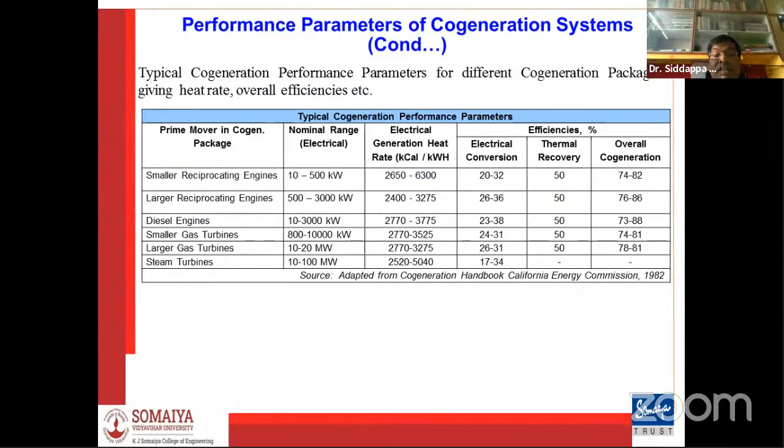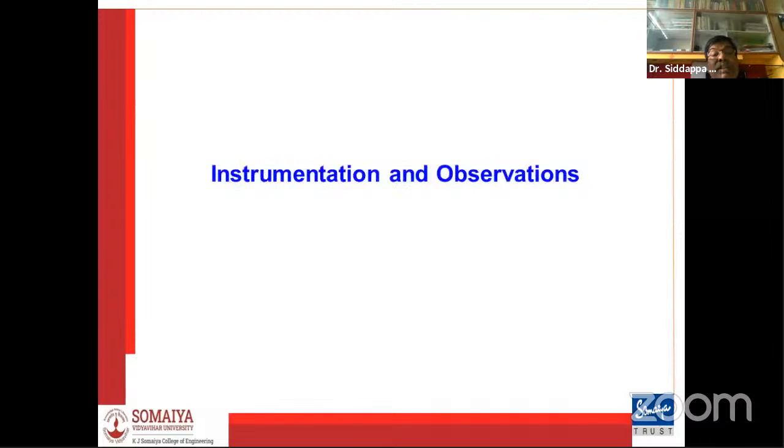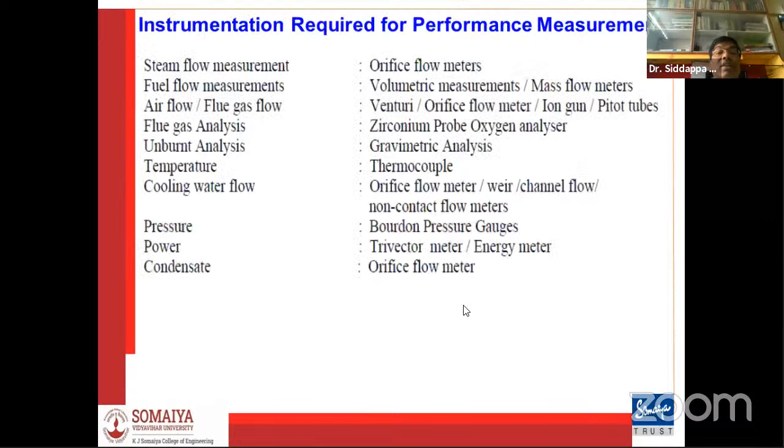Typical cogeneration system performance parameters for different packages are given here for your reference. I'll share these slides with the organizers. They can send them to you. And what instrumentation is generally required for measurement of test parameters or performance parameters? You can use orifice flow meters for measurement of flow of steam.